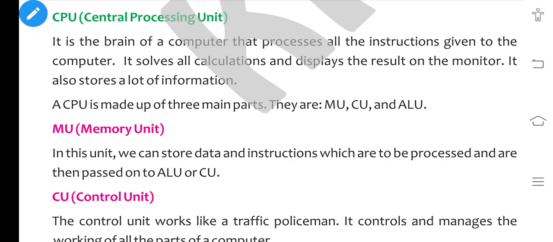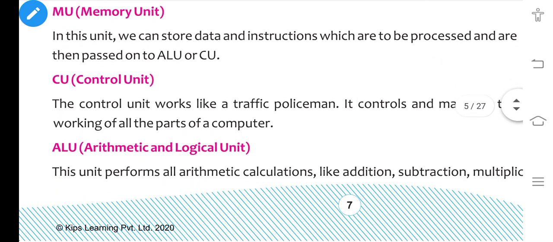The next part of a computer is the CPU. The full form of CPU is Central Processing Unit. It is also called the brain of a computer, which processes all the instructions given to the computer. The CPU is made up of three main parts. They are MU, CU and ALU. The full form of MU is memory unit, CU is control unit, and ALU is arithmetic and logical unit.